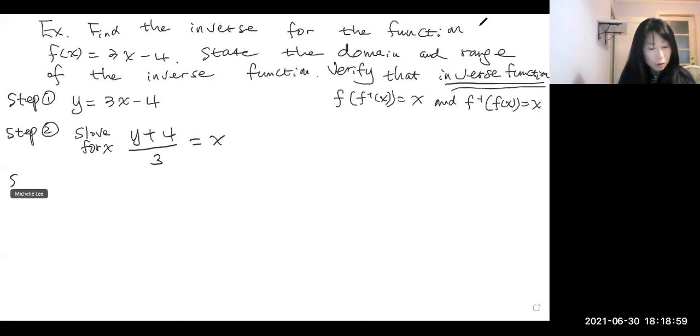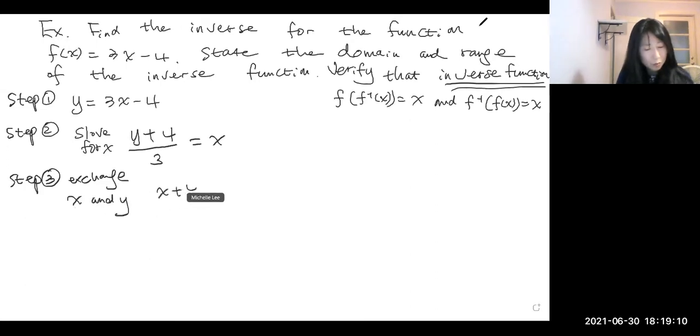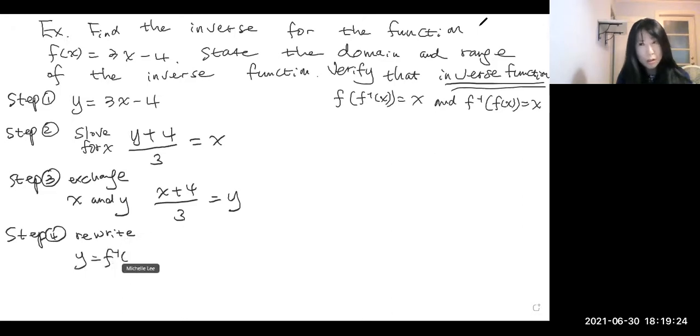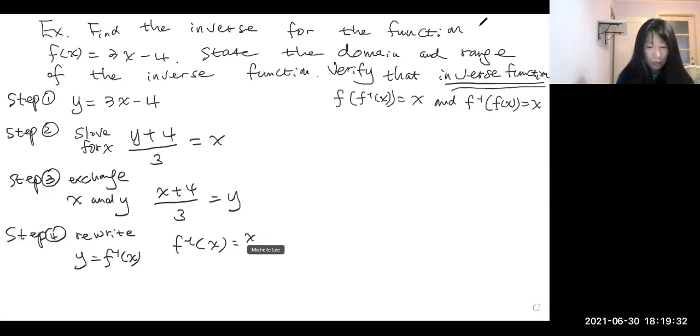Now swap. So your classmate says swap, right? Exchange x and y. So this will be x plus 4 over 3, right? Then we rewrite this as y equal to the inverse notation, okay? So the inverse will be x plus 4 over 3, okay? That's how we find it.